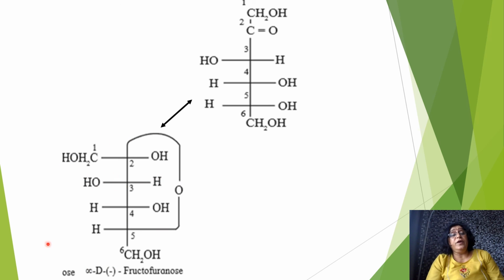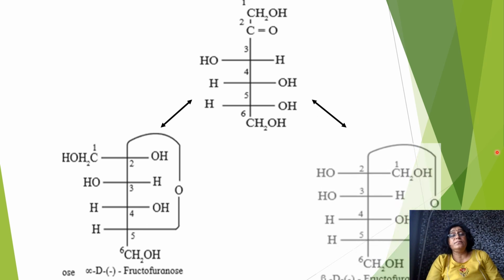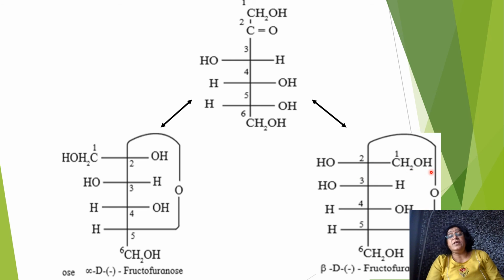When CH2OH is on the left side and OH is on the right side, it is called the alpha structure, so alpha D minus fructofuranose. While if CH2OH is towards the right hand side and OH is on the left hand side, you call it beta D minus fructofuranose. So it is the beta structure.